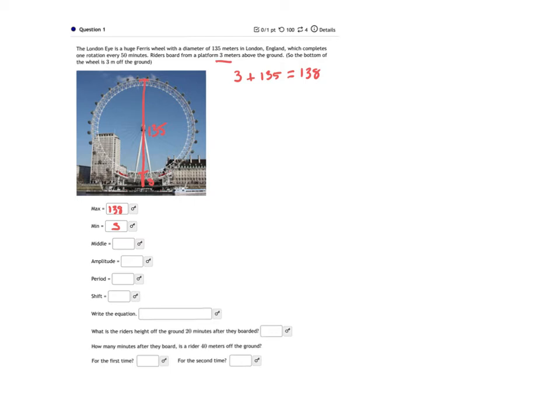Now, to find the middle is just the average of the maximum and minimum. So, to find the middle, I'm just going to add the maximum plus the minimum, and then divide that by 2. So that's going to be 138 plus 3 divided by 2. And when you do that, you're going to end up with 70.5. So my middle is 70.5.